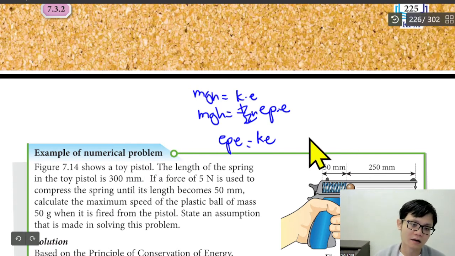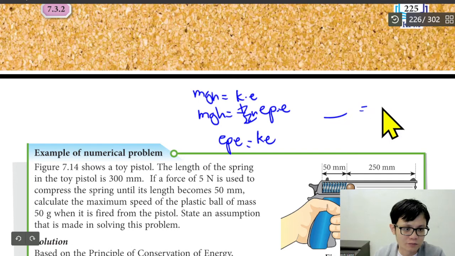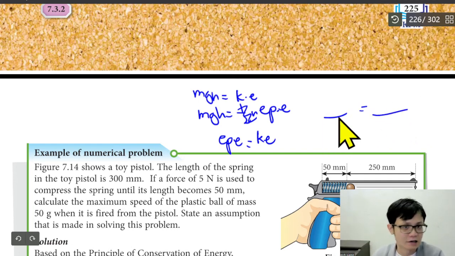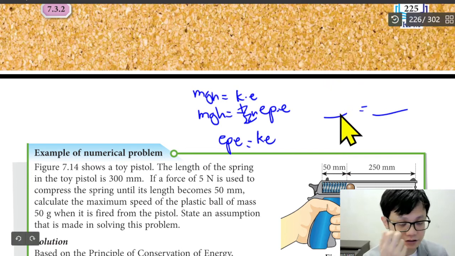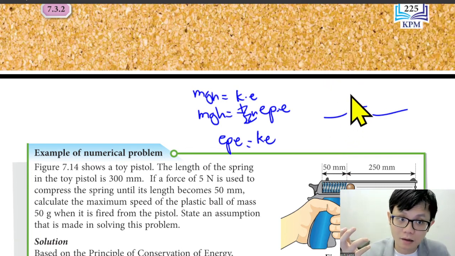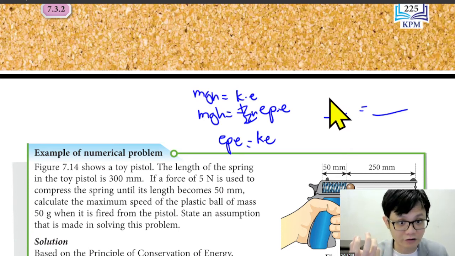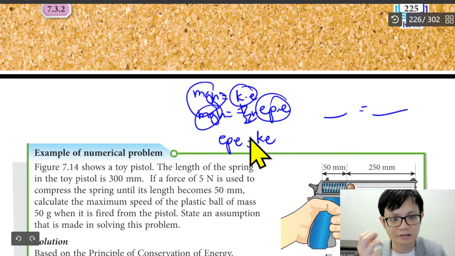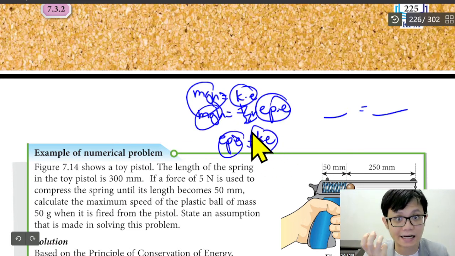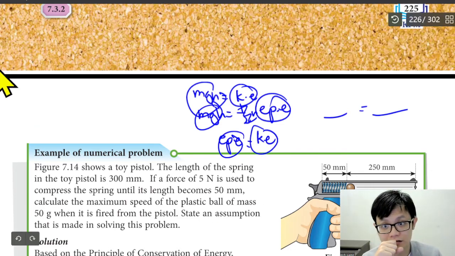I can make any formula equal to any formula. I can use whatever formula we learned just now or in the previous video, because the principle of conservation says no energy loss. No energy loss means this one equals this one, this one equals this one, because we are assuming there is no energy loss. So let's look at the question.